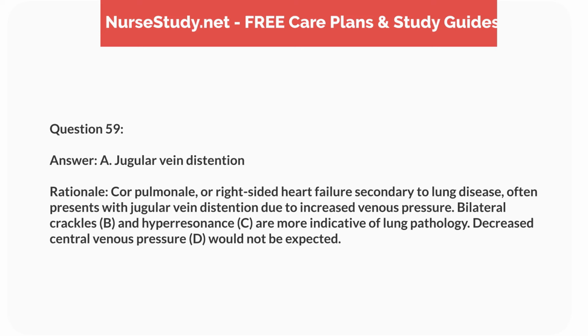Jugular vein distension. Rationale: Cor pulmonale, or right-sided heart failure secondary to lung disease, often presents with jugular vein distension due to increased venous pressure. Bilateral crackles, B, and hyperresonance, C, are more indicative of lung pathology. Decreased central venous pressure, D, would not be expected.